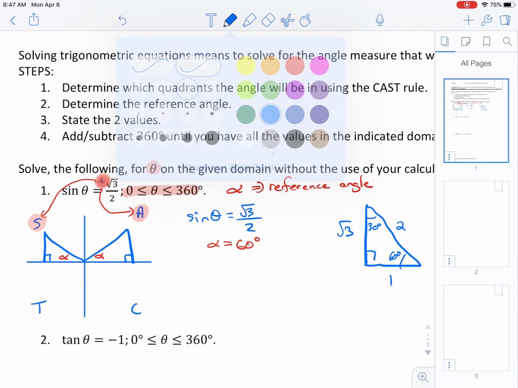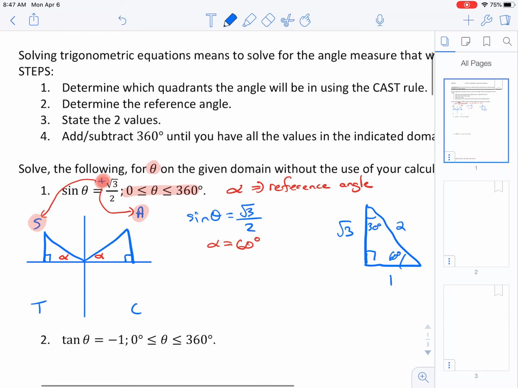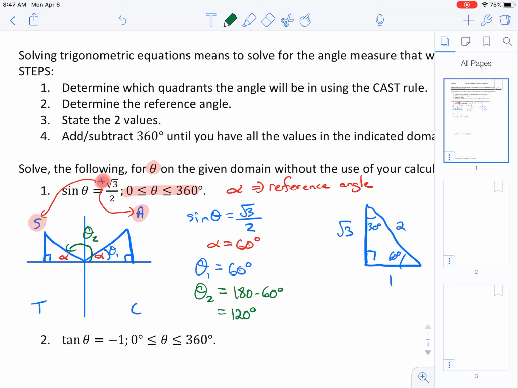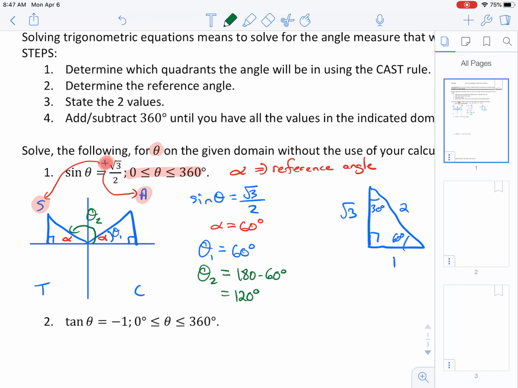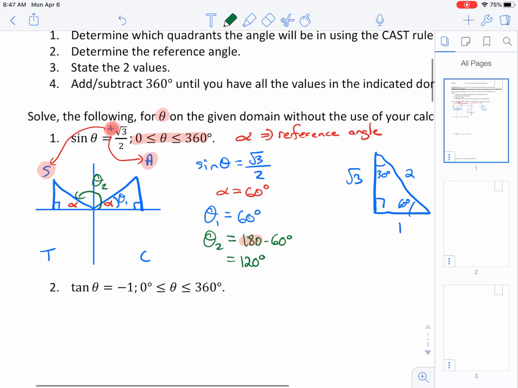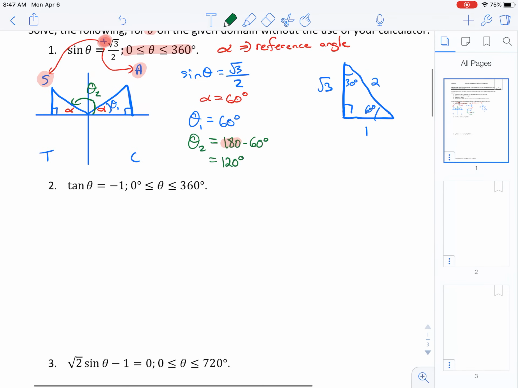So now with our diagram and with this alpha, we know that because it's in the first quadrant, the all quadrant, really theta 1 is 60 degrees. That's this angle here. And then the second angle is not too hard to get. It's just going to be wrapped around here. So that theta 2 is just 180 minus the 60. So you end up with 120 degrees as your second angle. So not too complex. Just remember, it's always going to be relative to 180 when you're doing this, unless it's in the 4th quadrant, the one where CAST is positive.